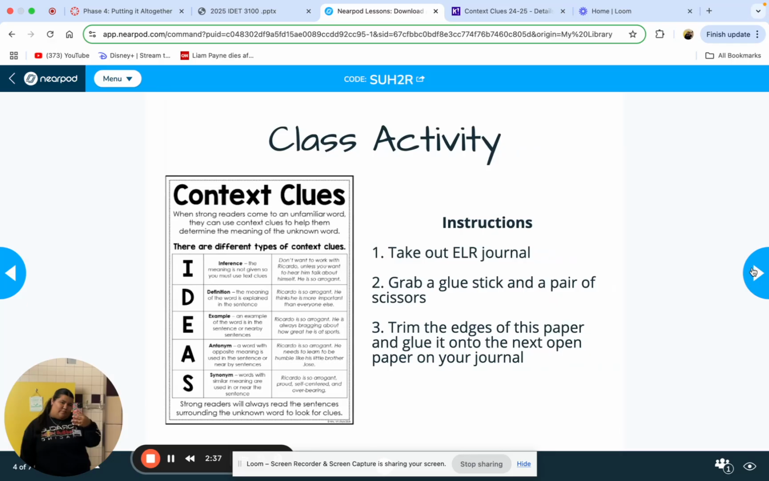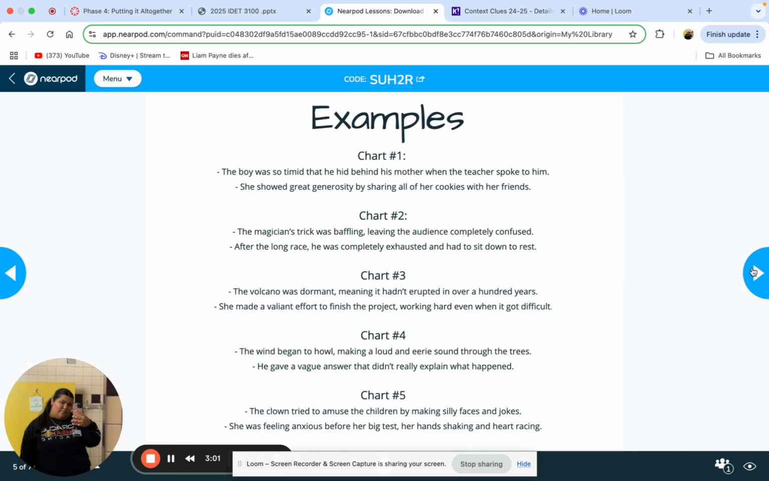So we have context clues. This is just a regular informational sheet that they will trim and glue to their reading journals, so that they can refer to it whenever they are doing context clues assignments and they might need a little refresher. So then we have the examples. This is the main activity of the lesson plan.